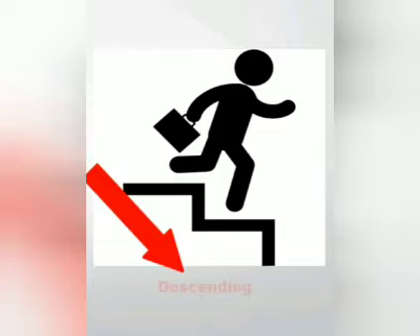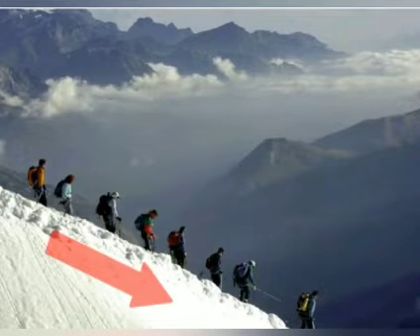Here there are some people coming from the top of the mountain to the bottom. They are walking one by one from top to the bottom. This is called descending. Yes, correct. This is descending.